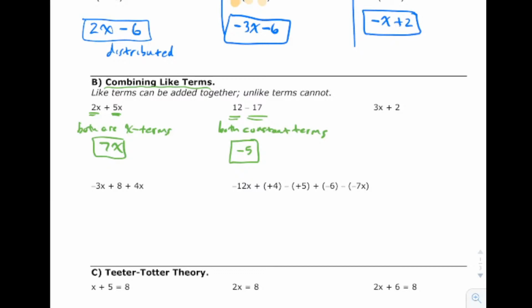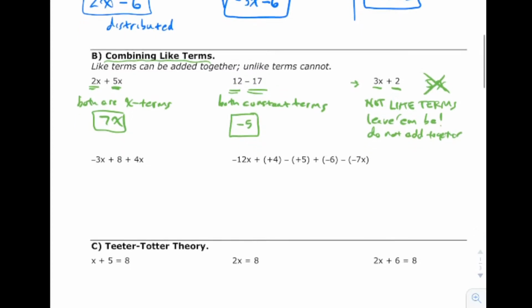Those are like terms. Now this one, be careful. I've seen people do this a lot. No. These are not like terms. One's an x term, one is not. And if they're not like terms, you'll leave them alone. Leave them be. You do not combine them. Do not combine. Maybe I'll put it that way. Do not add together. Do not combine. They're not like terms. You can't do it. Don't do it. 3x plus 2, don't do it. They're not like terms.